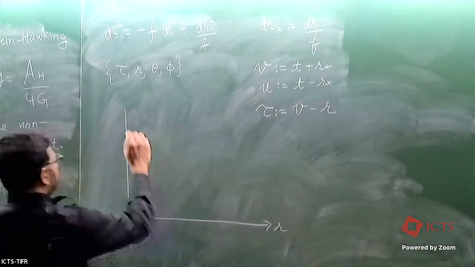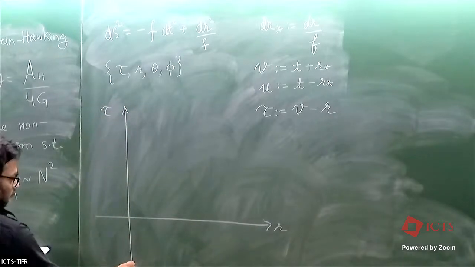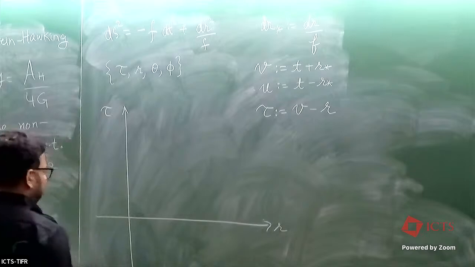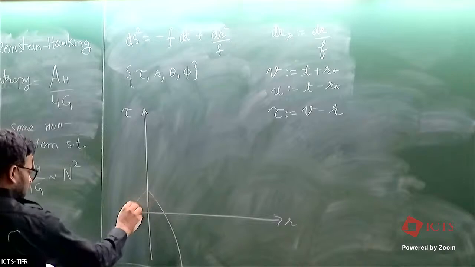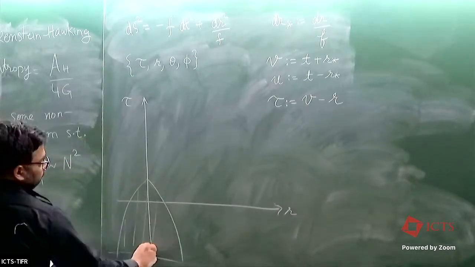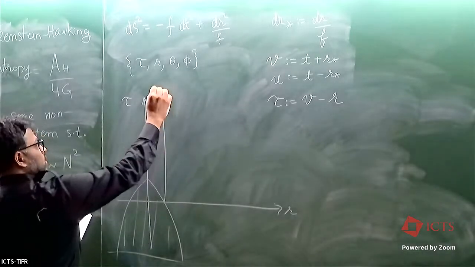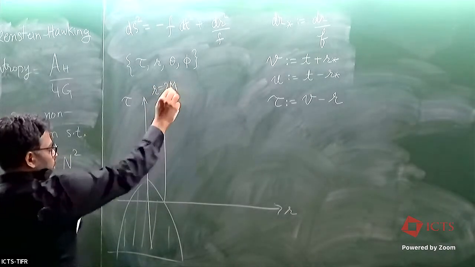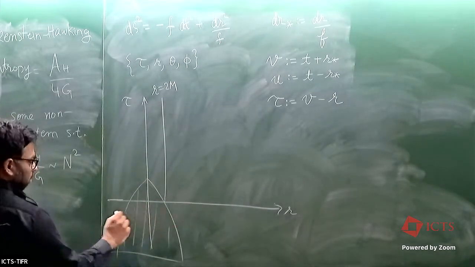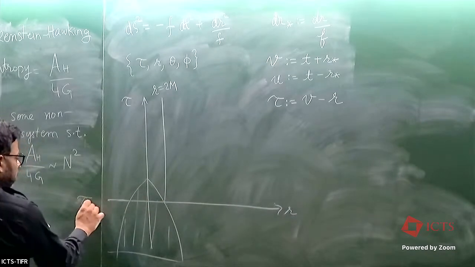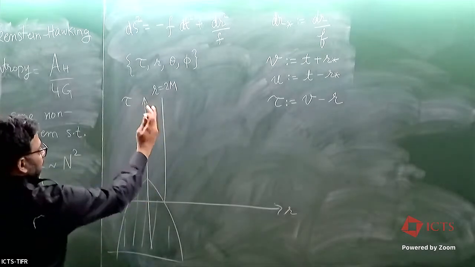So this is r, this is tau. I have a star which collapses to form a black hole. This is the collapsing star, and at some point the star crosses its event horizon. So this is r equals 2m. Okay, and I will define this line where it crosses the horizon to be tau equal to 0. Okay, so this part is the interior of the black hole region.